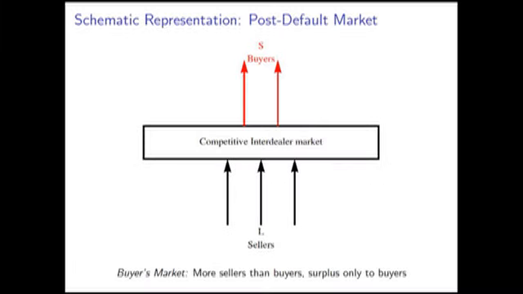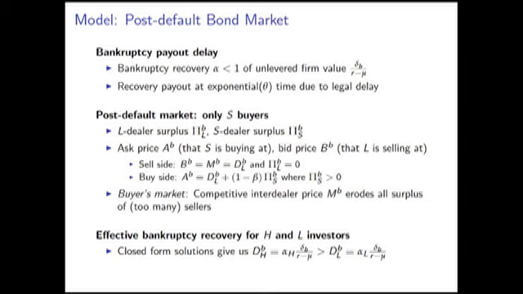So let's move into the actual model. Post default, let's work this model backwards. So after bankruptcy, we assume that there's a payout delay. So we know from the Moody's default and recovery database that it takes about 501 days on average for a bond that goes into default to have an emergence payoff. Okay?